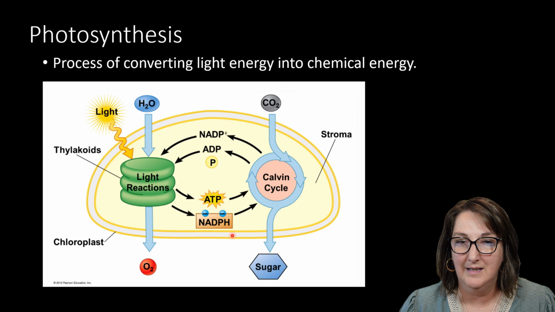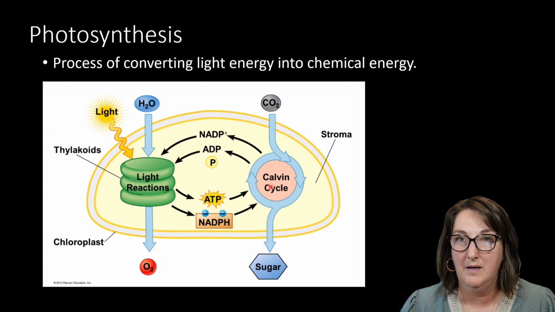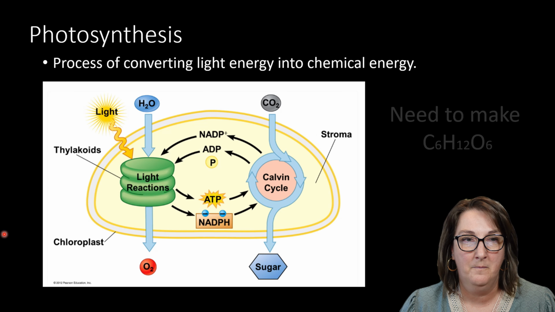The second part is the light independent part. I do not need light for this part. I need light to build and pull pieces off for the Calvin cycle to be able to work. But this does not need light. It's dependent upon light pieces, but it's not dependent upon light itself.